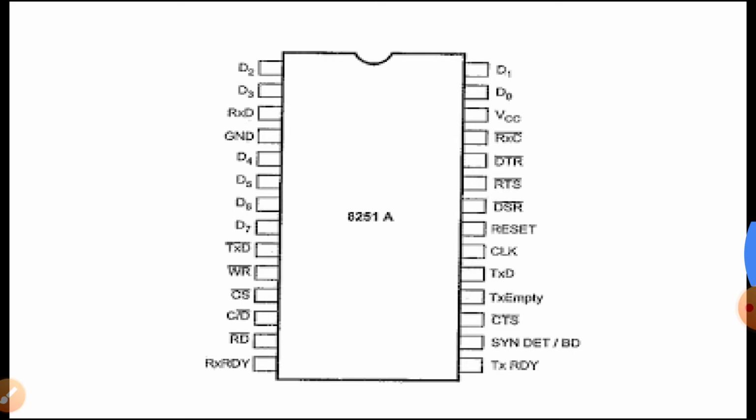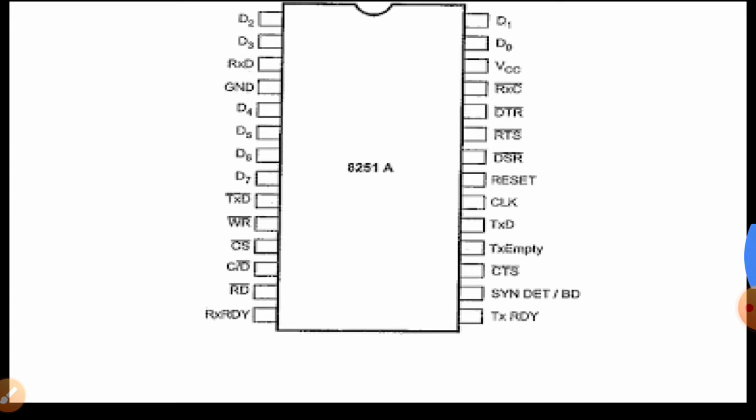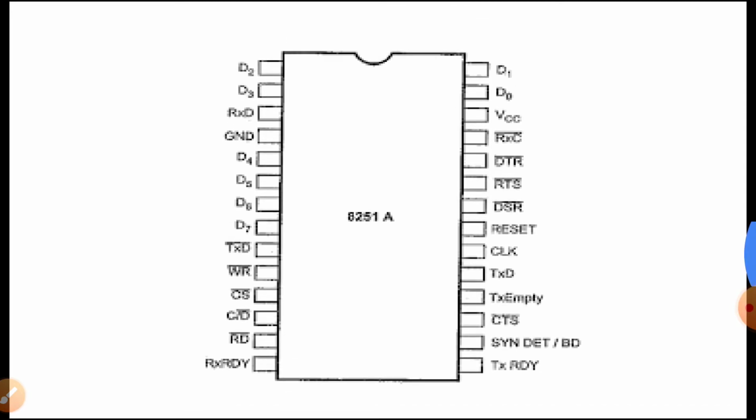Now, the pin diagram of the 8251 is clear. We have a data bus, which is a bidirectional tri-state 8-bit data bus, and we have a read signal, a write signal, a chip select signal, and a lot of other signals: clock, reset, C/D, CS. These signals are all used for the selection of the individual lines, so that the 8251 can work properly.